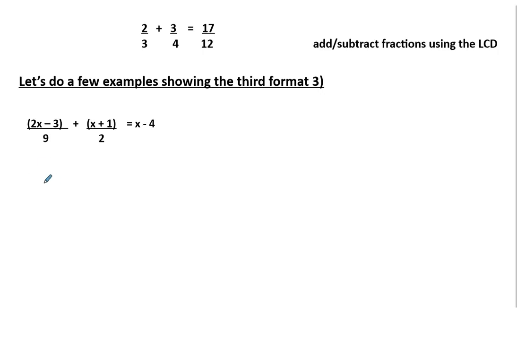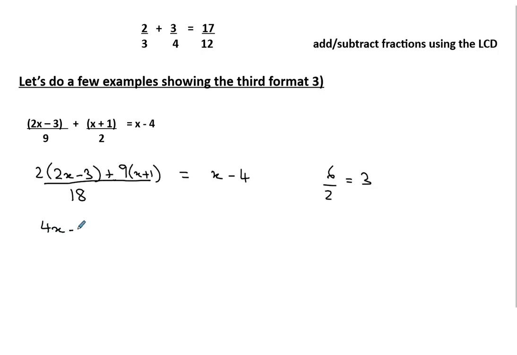Okay, here your common denominator is 18. So what have you multiplied 9 by to get 18, which will be the 2. So you've got 2 times (x minus 3) plus 2 times what is 18? 9. So you've got 9 times (x plus 1) equals x minus 4. And again, you can tell it looks like 6 divided by 2 equals 3. And let's expand it.